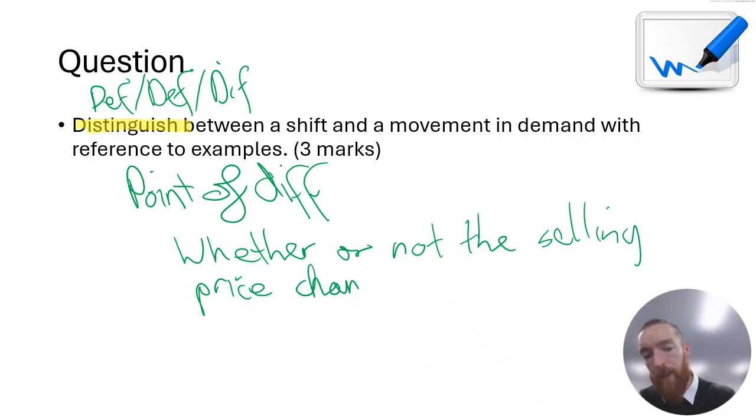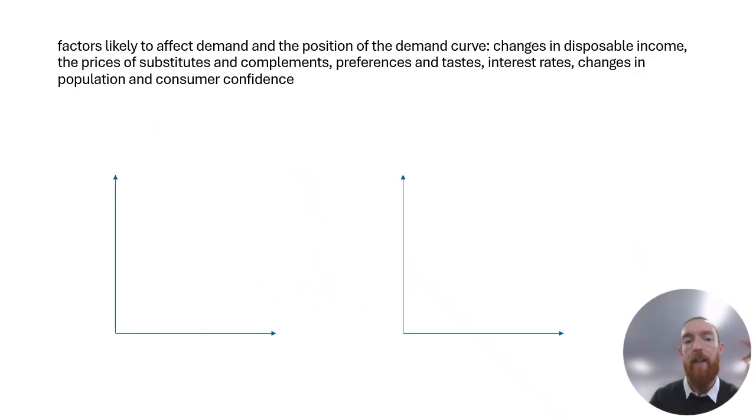And that's really important. So the movement is just when the selling price changes lead to an expansion or contraction in demand, whereas a shift is where a non-price factor leads to a new demand curve being created at any given price. So if we're to look at the demand curve and what causes shifts in the demand curve, we have two main options which could occur.